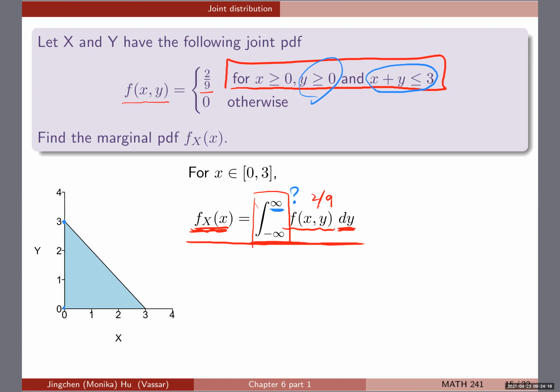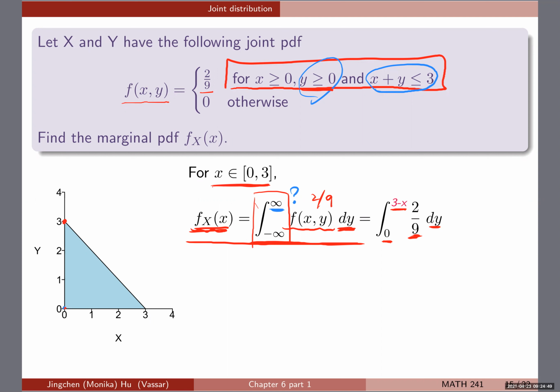So let's see what the new range is. First of all, this is 2/9, and then it's dy, that's good. The lower bound, as I was talking about, should be 0. The upper bound now is 3 minus x. It's not 3, because 3 is indeed the maximum possible value for y, but at the same time, don't forget we're conditioning on the x value, whatever x value we have, which is between 0 and 3 here.